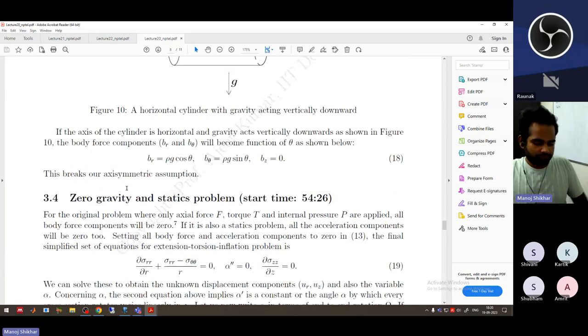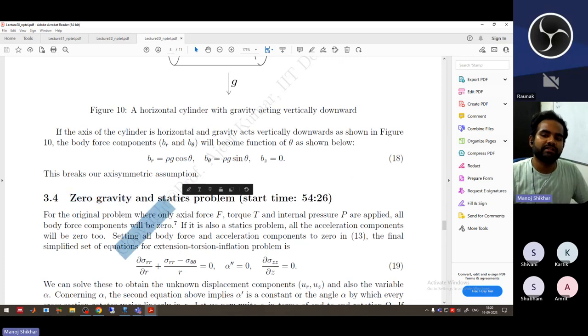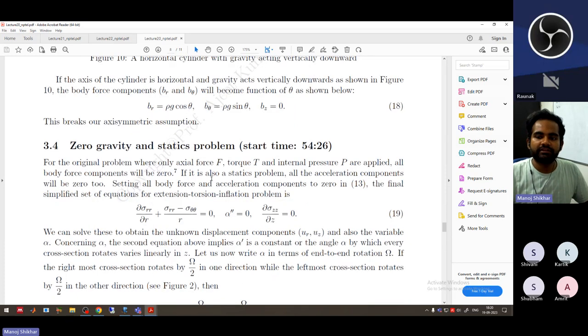And one problem was zero gravity and statics problem. So in this case, the body forces will be 0 and all the accelerations will be 0 because zero gravity is there. So there is no body force, and statics means there is no acceleration. So our equilibrium equation will reduce to equation number 19. And from here you can see that one thing is apparent, that sigma zz will be constant with respect to z. That means that sigma zz will be a function of r and theta only.